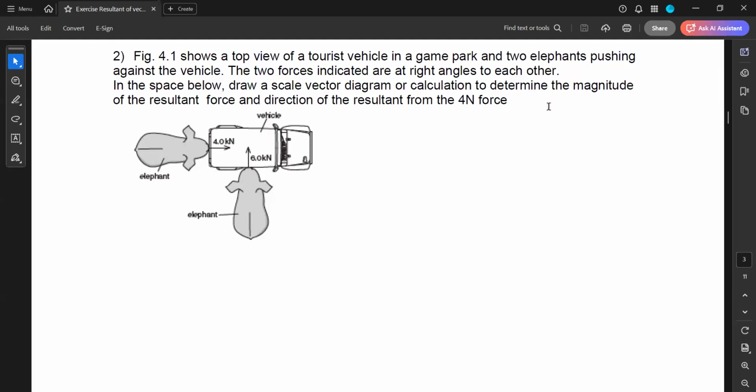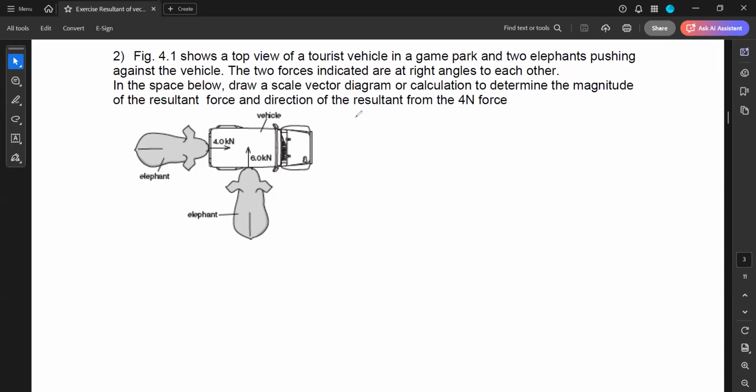Another question. Figure 4.1 shows a top view of a tourist vehicle in a game park, and two elephants pushing against the vehicle. The two forces indicated are at right angles to each other. Right angle means perpendicular, or 90 degrees to each other. In the space below, draw a scale vector diagram or calculation to determine the magnitude of the resultant and the direction of the resultant from the 4 kilonewton force.